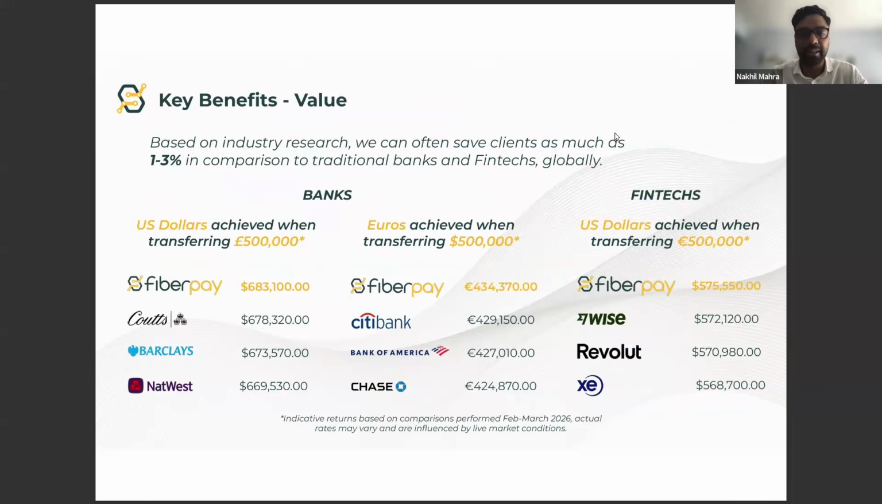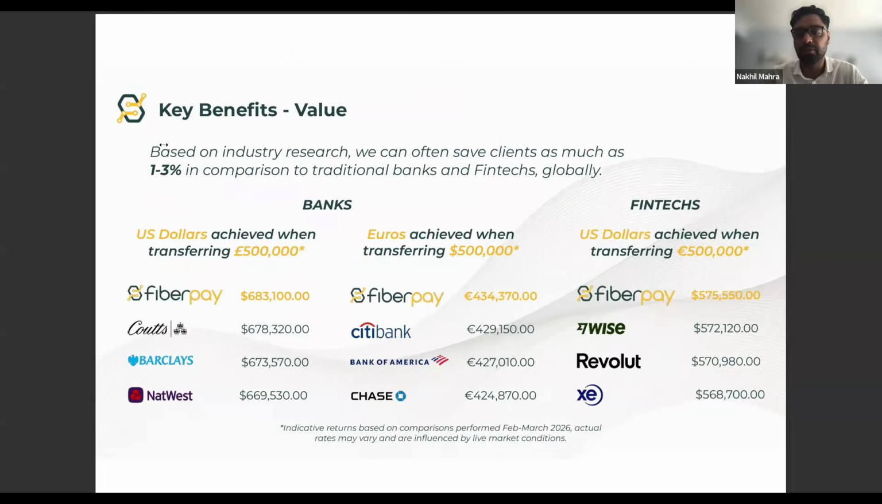So key benefits and value. Just on screen now, you can see how much cheaper we are compared to some of the major banks. If you look at the middle section, where it's Citi, Bank of America, and Chase, if you're sending $500,000 to the EU, we're significantly cheaper than most of those banks, or we're getting you a lot more euros on the other side. Chase would be giving you 424, Bank of America 427, but with us you'll be closer to just over $434,000 in euros on the other side. So giving you more value for your money and avoiding the banks absorbing fees where not needed.